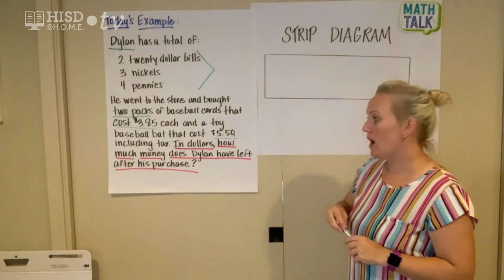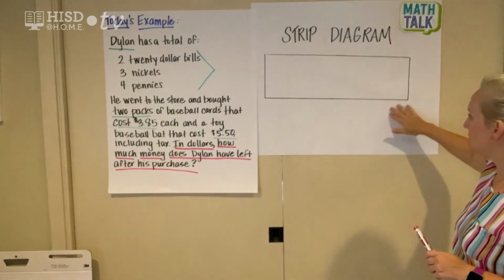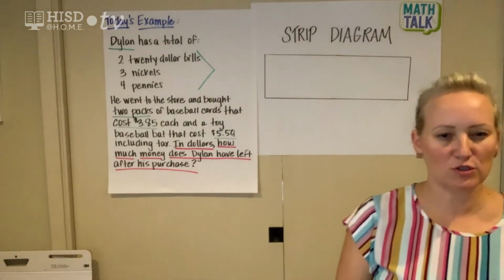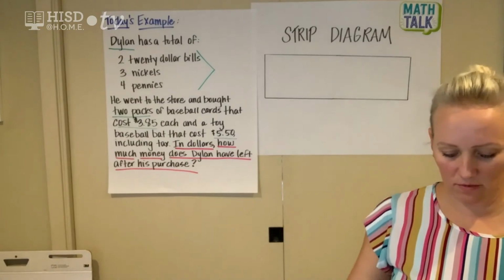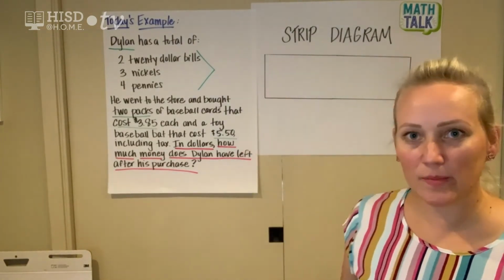We want to know how much money he has left. So the total amount is going to be how much money he has, right? Well, I don't know how much money he has. Do you? I knew you knew that. Add up the money, Miss Smith.